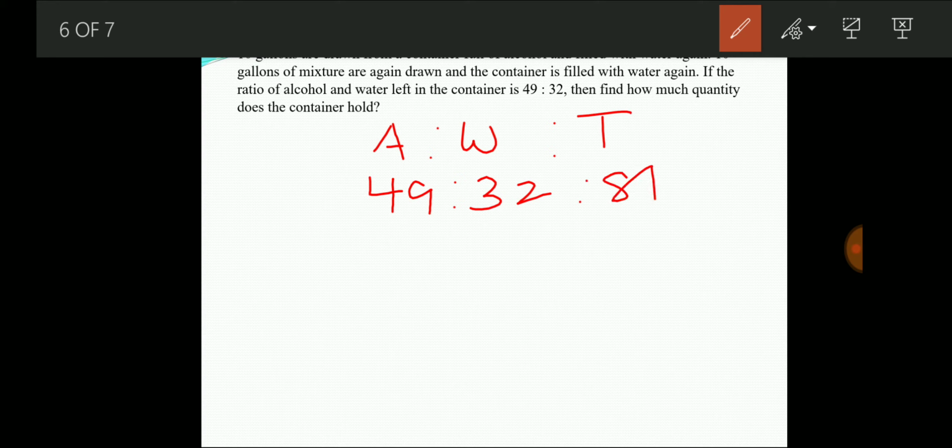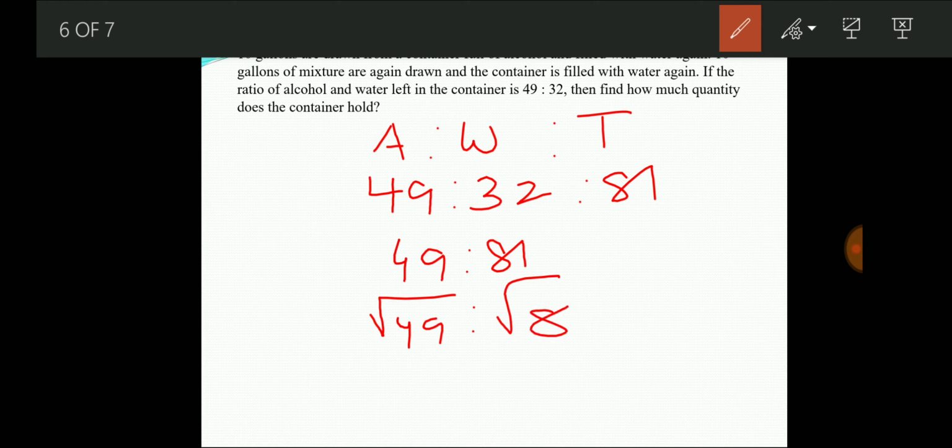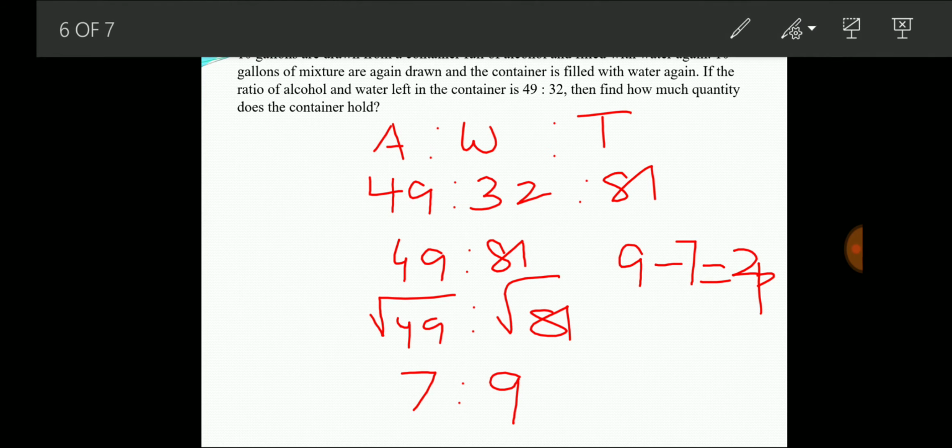So what do I do here? Because the process is repeated two times, I take 49 is to 81 and take the square root of both of them. The square root of 49 is to the square root of 81, so the answer is 7 is to 9. The difference is 9 minus 7, which is 2 parts. The 2 parts is because of the 10 gallons. So 2 parts is 10 gallons.